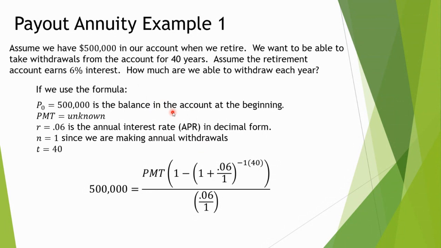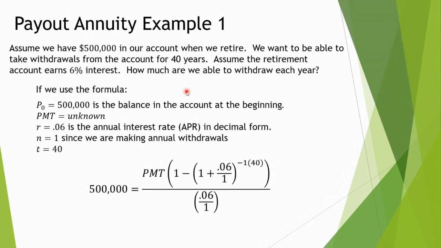All right. So let's suppose that we have $500,000 in our account when we retire. Let's just assume that. We have $500,000. And let's say we want to be able to take out withdrawals from the account for 40 years. Again, it's all hypothetical. Let's assume the retirement account is earning 6%. So that's our APR. So how much can we withdraw each year? Now notice it says each year, not monthly.